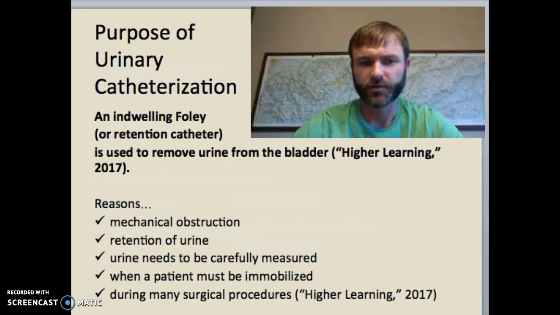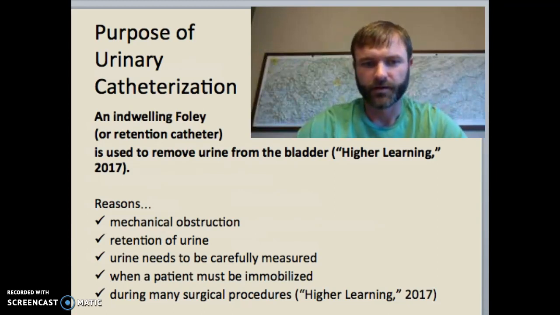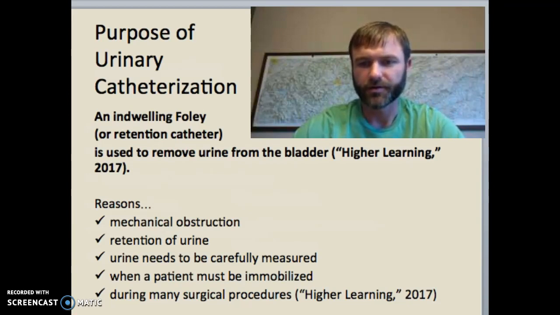An indwelling Foley or retention catheter is used to remove urine from the bladder in situations when there is a mechanical obstruction in the urethra or retention of urine due to a nerve block, such as after surgery, due to BPH, or in cases where urine needs to be carefully measured. A catheter may also be used when a patient must be immobilized, such as with skeletal traction, and during many surgical procedures.